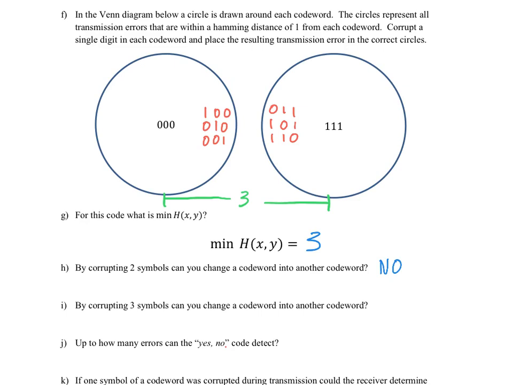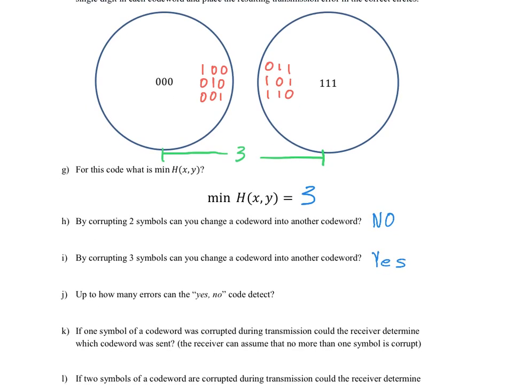By corrupting 3 symbols, can you change a code word into another code word? Well, yeah, 3, it's a distance of 3 away, so yes, we could do the change from one code word to another. So our next question, up to how many errors can the yes-no code detect? Well, our breaking point from our no to yes was a distance of 2 versus a distance of 3. So we can detect up to 2 symbols. So it's important to indicate when we're talking about detection and when we're talking about correction. Here it was asking about detection.